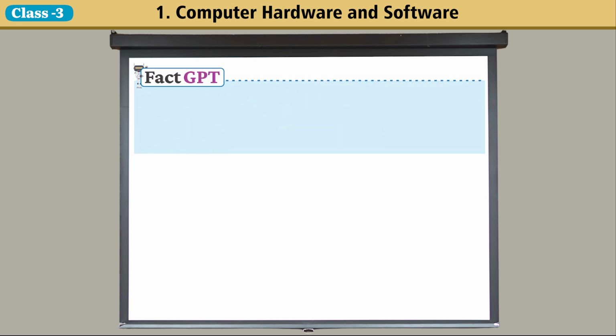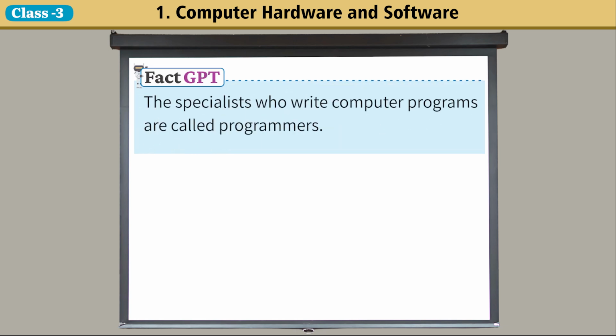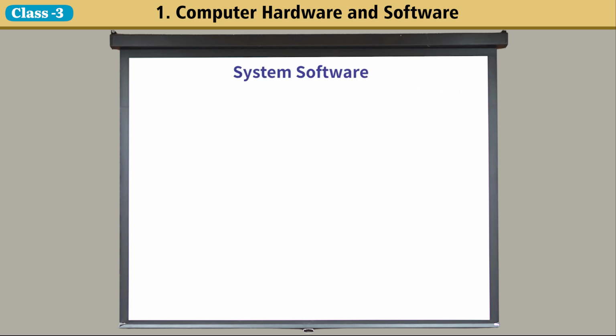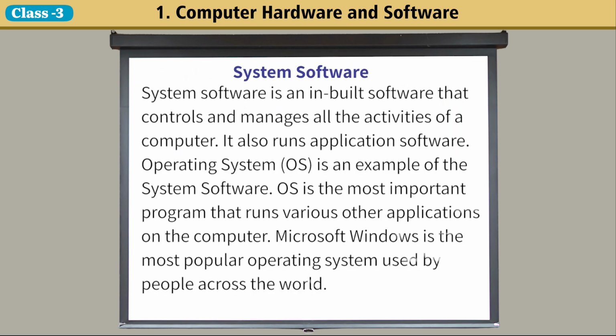The specialists who write computer programs are called programmers. There are two types of software. System software. System software is an inbuilt software that controls and manages all the activities of a computer. It also runs application software. Operating system, OS, is an example of the system software.